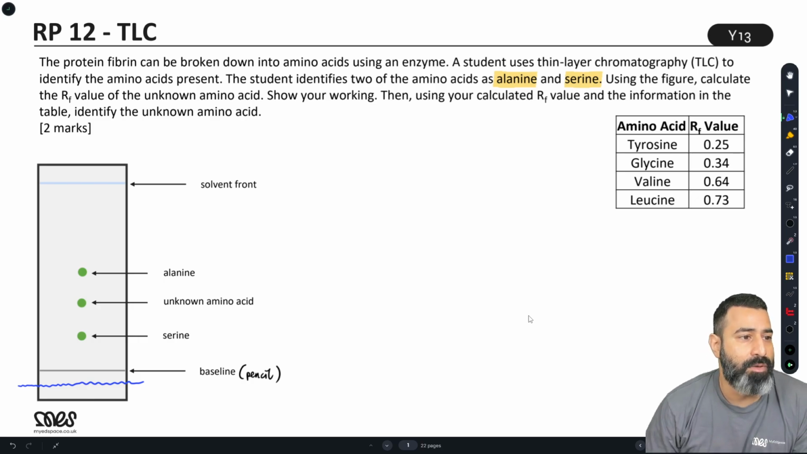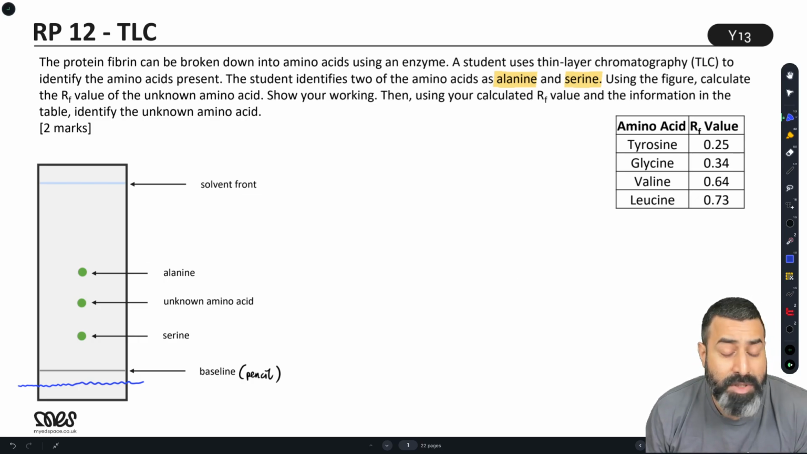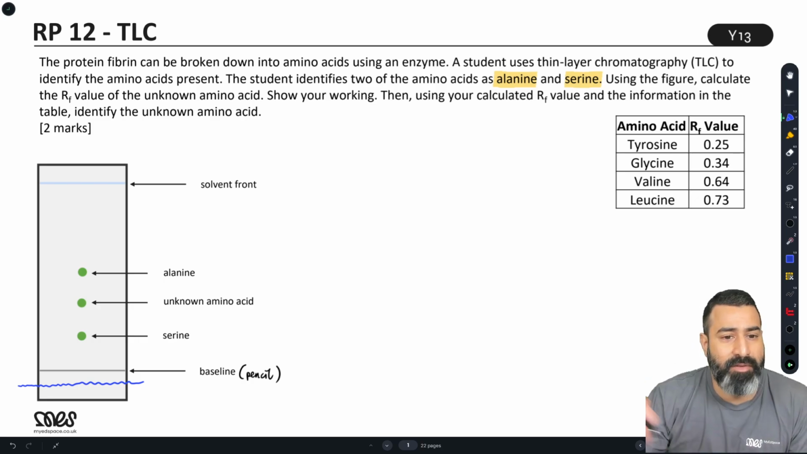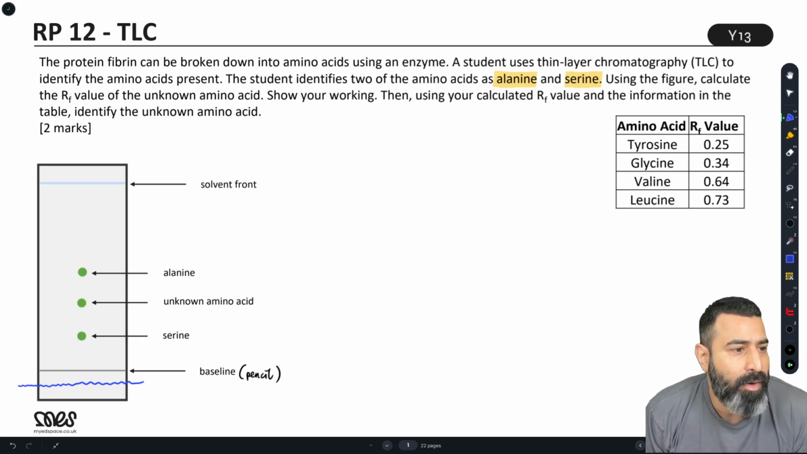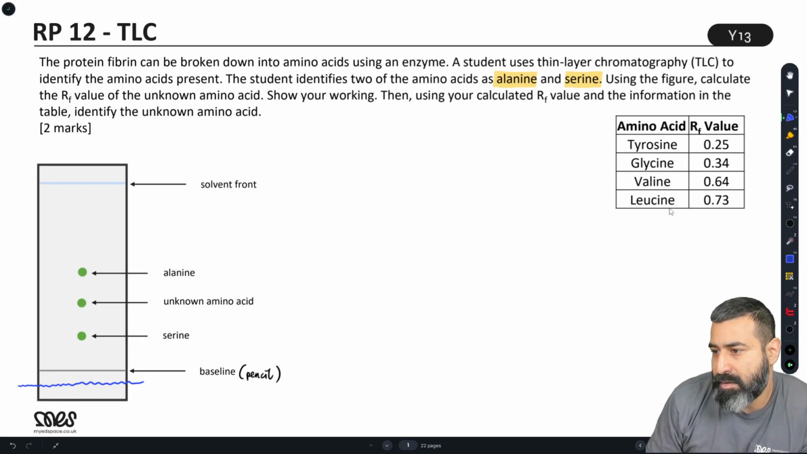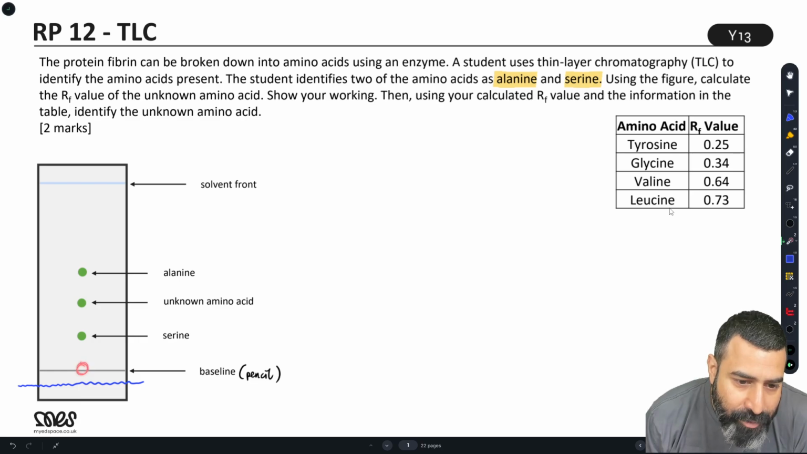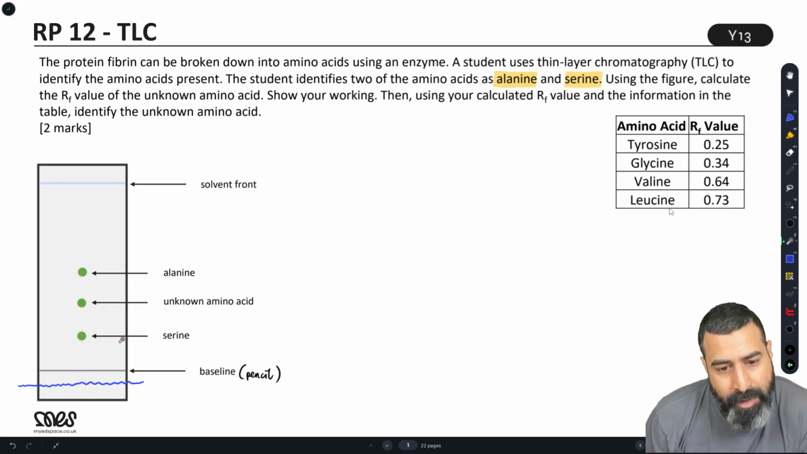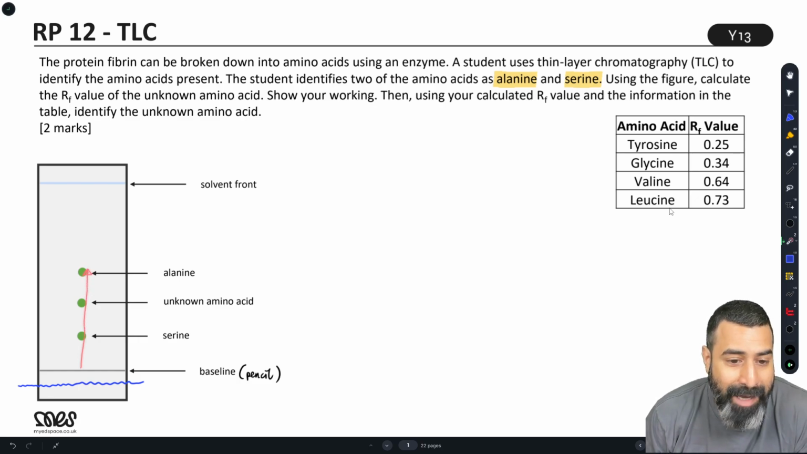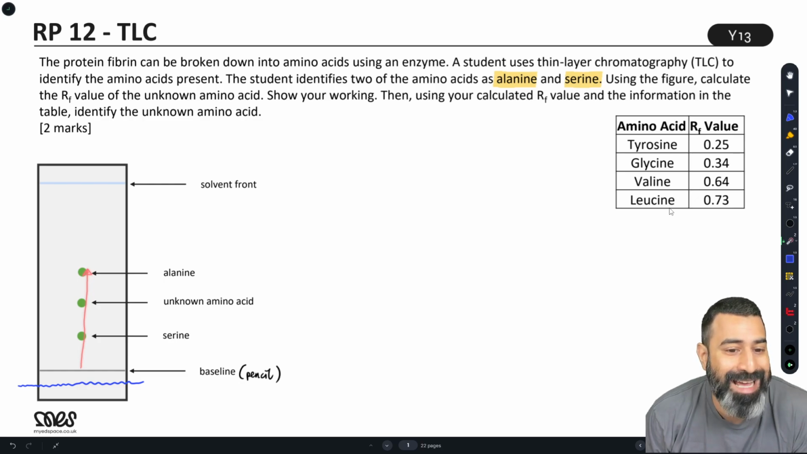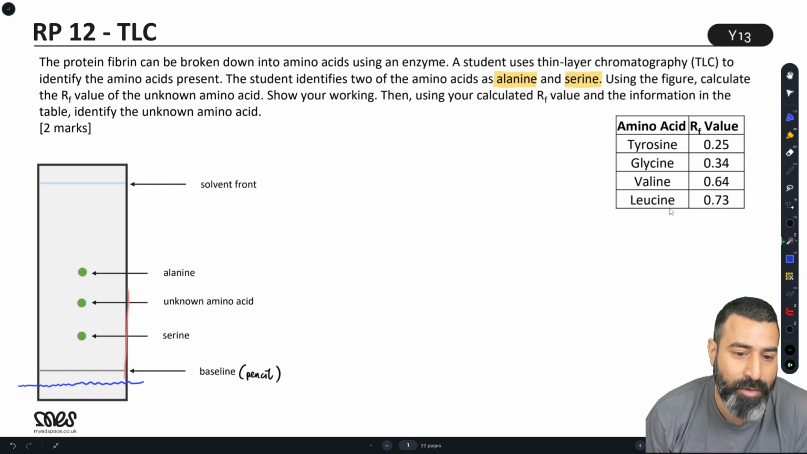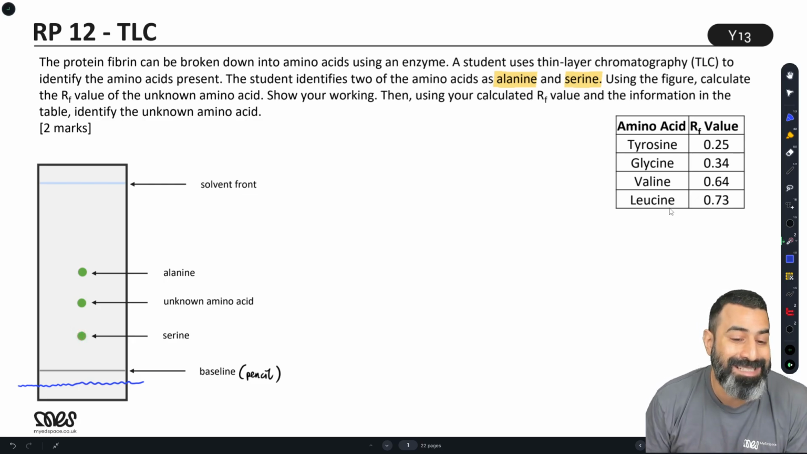Then we place this in a jar which contains the solvent, and the solvent level needs to be below the baseline, otherwise the spots will just wash off. Then we put a lid over the beaker in which it's contained. What's going to happen is that this mixture is going to travel up and separate into its components. The distance traveled by the components or the spots depends on the relative attractions that it has to the mobile phase, that's the movement of the solvent, and the relative attractions to the stationary phase, which in this case is the TLC plate.